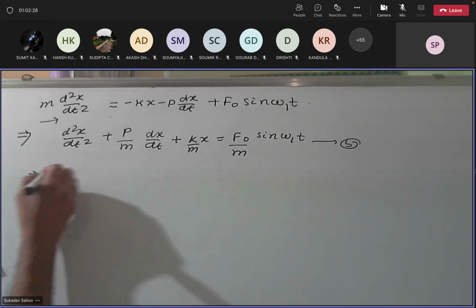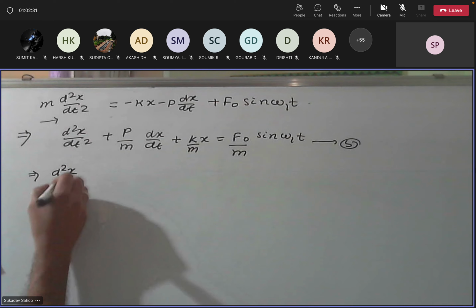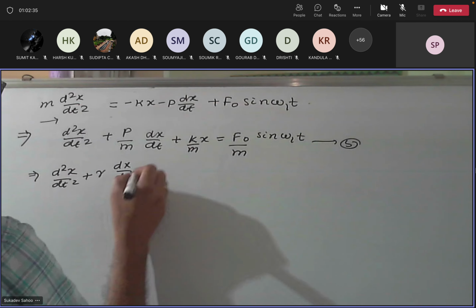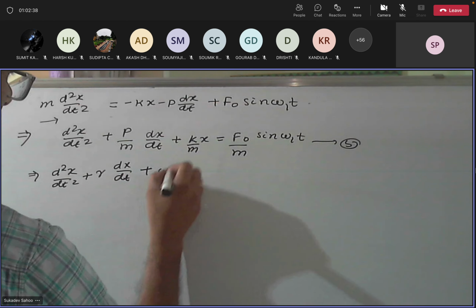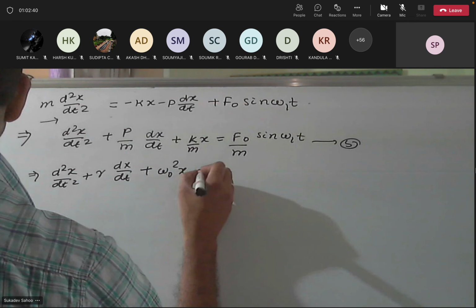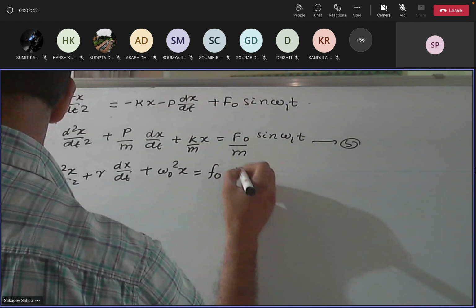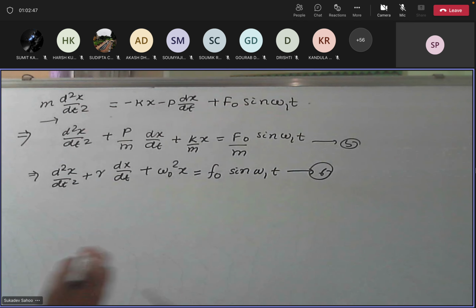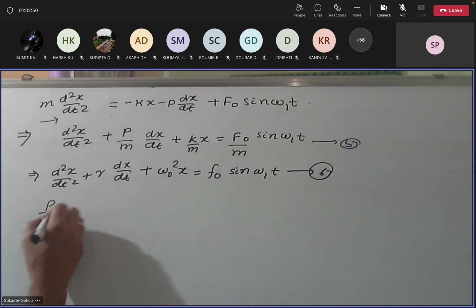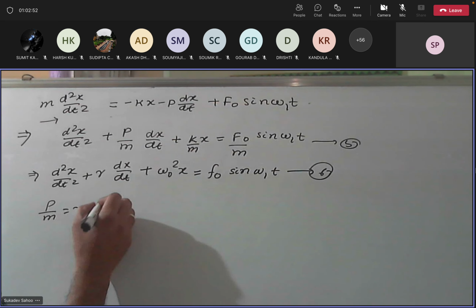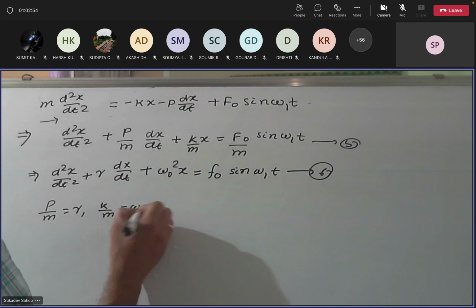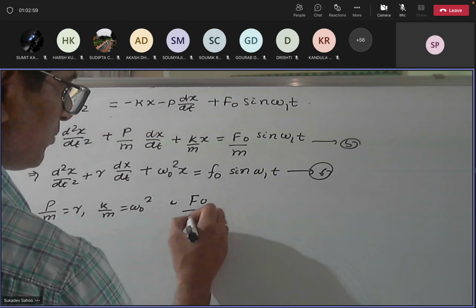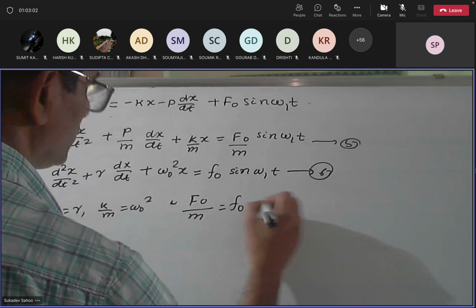So this can also be written as d square x by dt square plus gamma dx by dt plus omega 0 square x equals f0 sin omega 1 t, where p by m equals gamma, k by m equals omega 0 square, and capital F0 by m equals small f0.